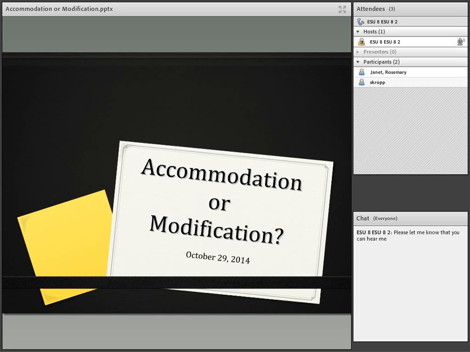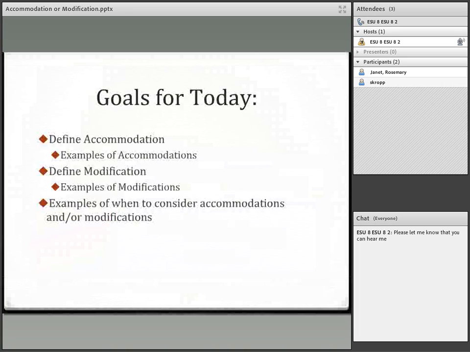We're going to talk about accommodations and modifications today. Our goals are to work on a definition for accommodations and give some examples of accommodations. We're also going to talk about modifications, what they are, and give examples of modifications. And then we'll also talk through some examples of when you might consider both accommodations and/or modifications.